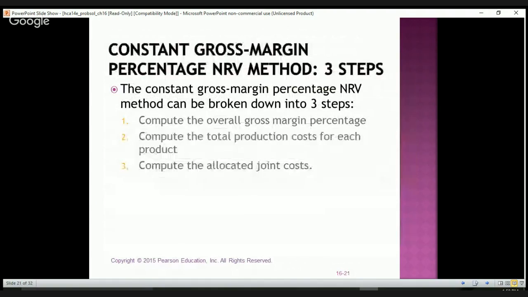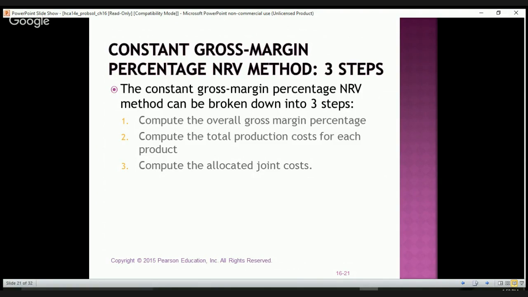The constant gross margin percentage NRV method can be broken down into 3 steps. The first step is to compute the overall gross margin percentage. The second is to compute the total production costs for each product. And the third step is to compute the allocated joint costs.